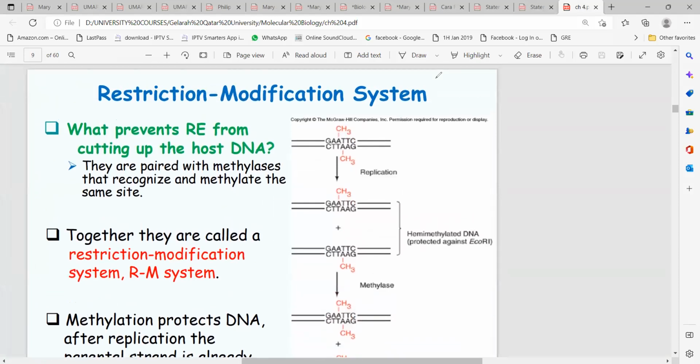Okay. So remember, what prevents restriction endonuclease in the nucleus from cutting DNA? Any idea?